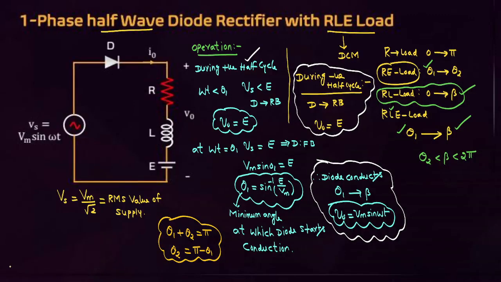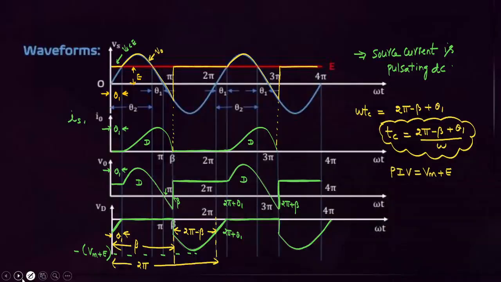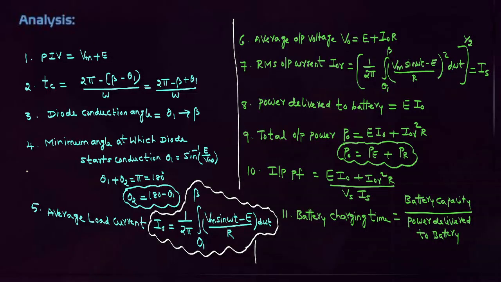Next, single phase half wave diode rectifier using RLE loads. Here also the important points are only the analysis points. What is the peak inverse voltage? What is the circuit turn off time? The diode conduction angle is theta 1 to beta. The minimum angle at which the diode starts conduction is theta 1. Then the average load current expression, and average output voltage. You don't expect any questions on RMS current.